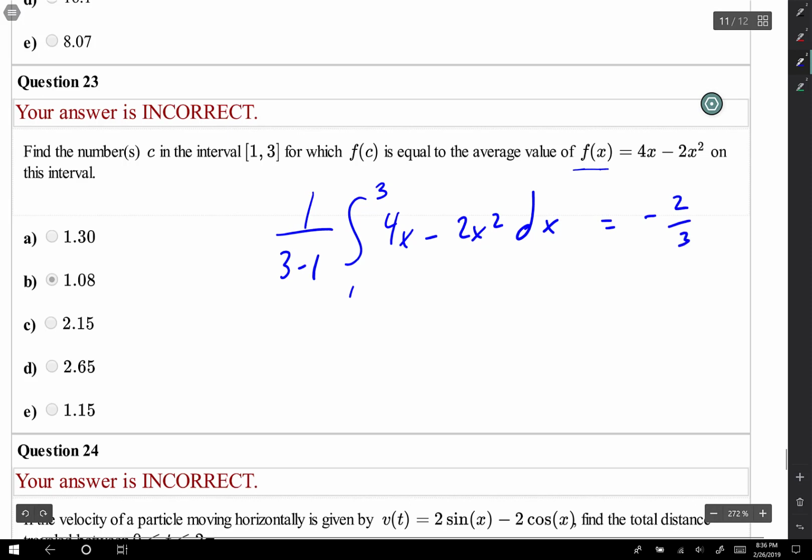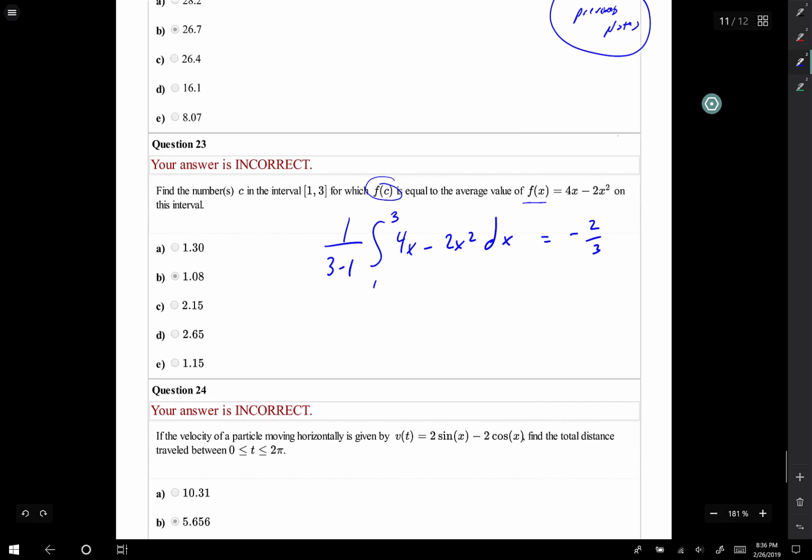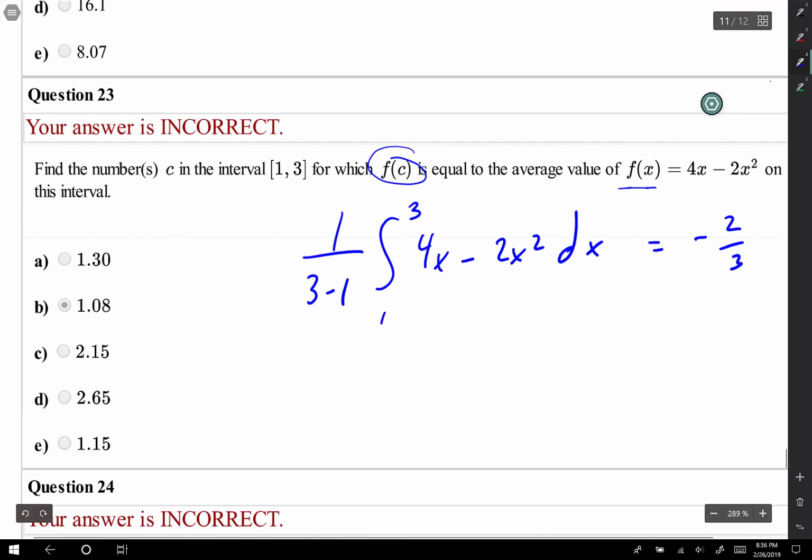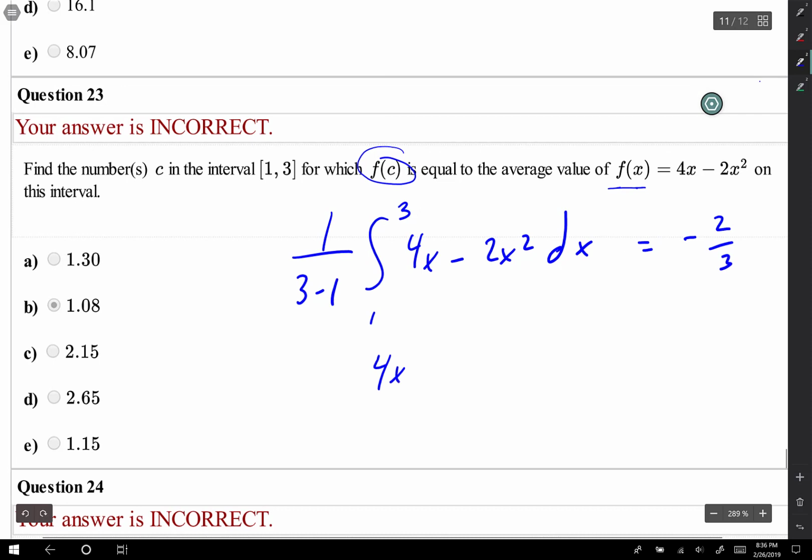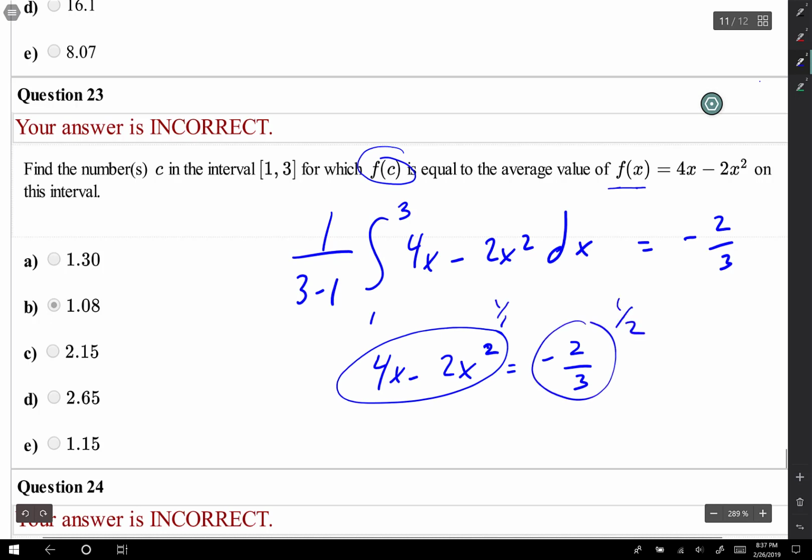So then it says find the c on the interval 1 and 3 for which f of c equals that. So they're talking about f of x. So I'm going to write 4x minus 2x squared equals negative 2/3. You can do this either by putting this in y1 and that in y2, or if you have an Inspire, set y1 equal to y2 and just solve for x. Whatever method you think is easier. But make sure you know how to do it though.